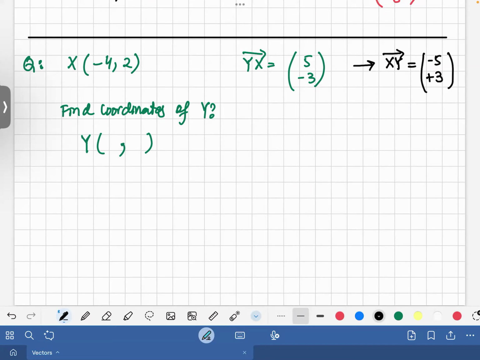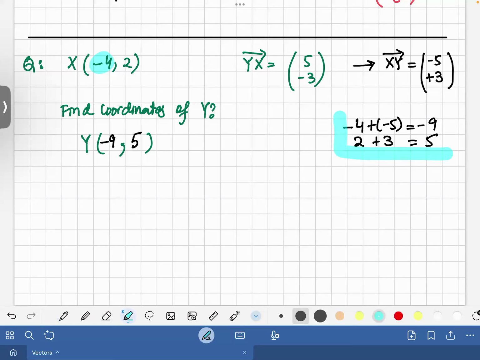Okay. So now Taiba, do the appropriate movement. -4 plus -5 is what? -9. Agree? And 2 plus 3 is what? It's 5. Understood? Beta, everybody? Yes, sir. Easy हो गया?